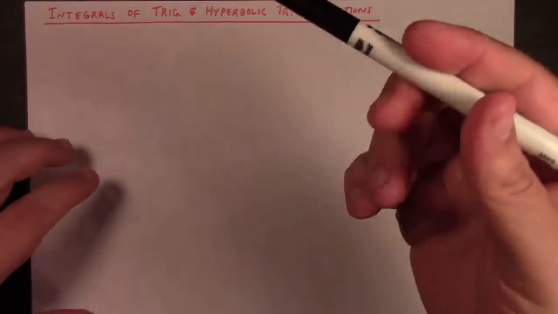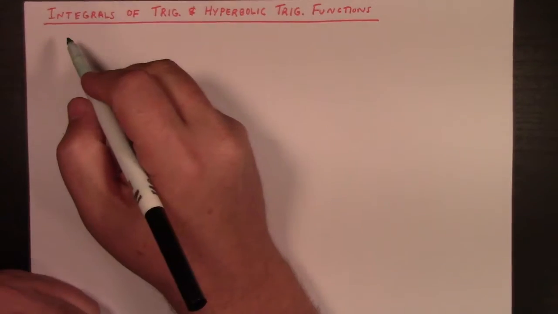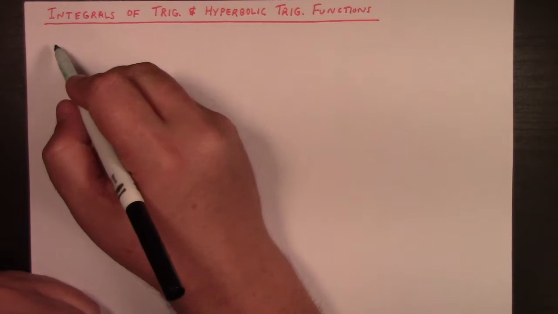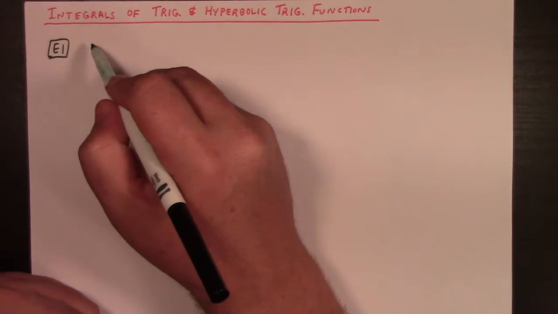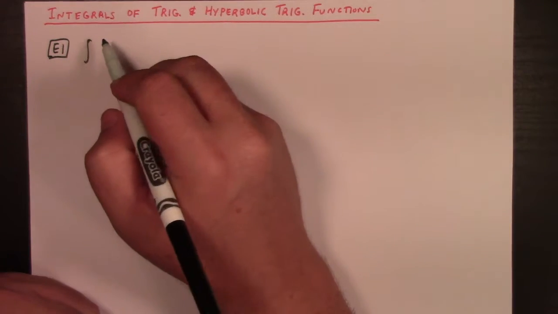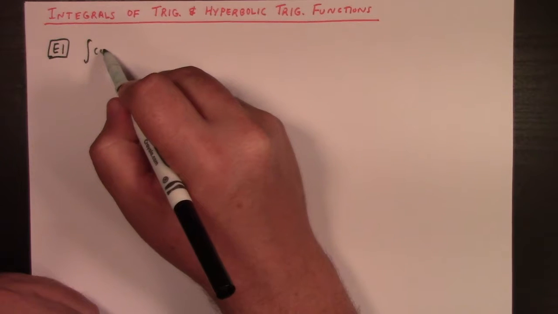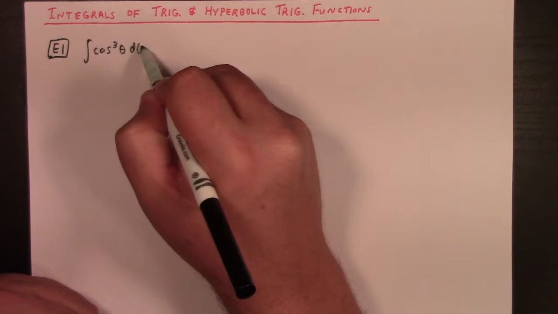Alright, so let's talk about integrals of trig and hyperbolic trig functions. Let's see here. So, example 1. Suppose, and it turns out the odd powers are easier, right? So the integral of, let's say, cosine cubed theta d theta.